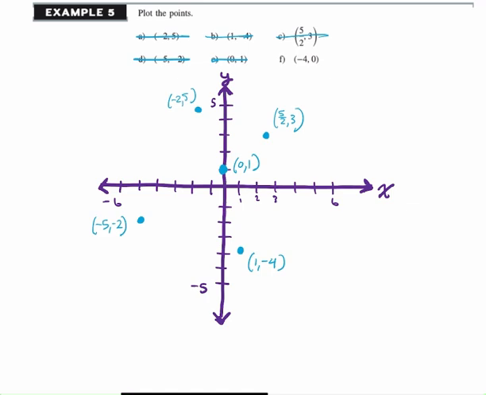And then for F, we have -4, 0. So this time we do have an x value, -4. So I'd go 4 to the left, 3, 4. This is -4 here. And then 0 for y, meaning we won't move up or down. We'll just stay on the x-axis. So our point will be over here at -4. -4, 0.